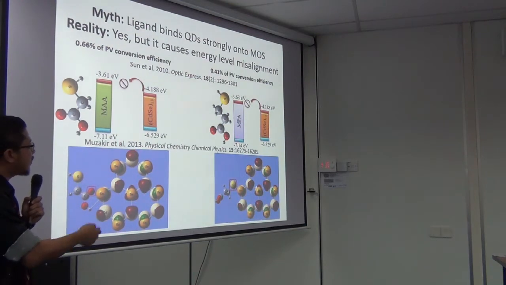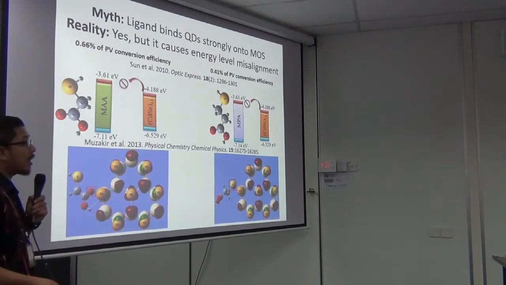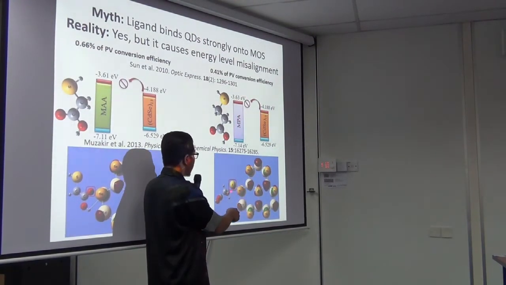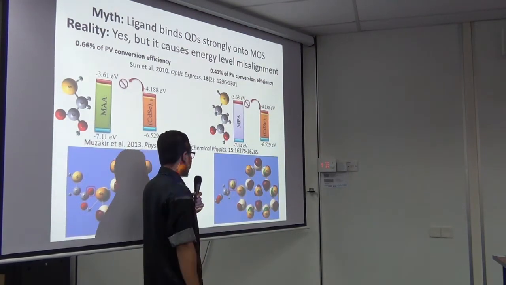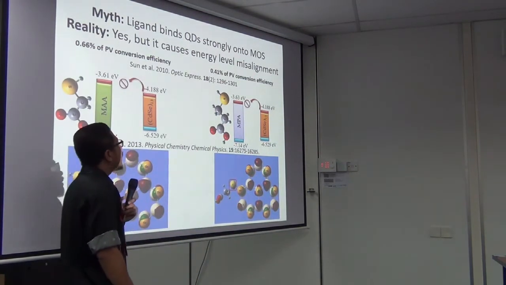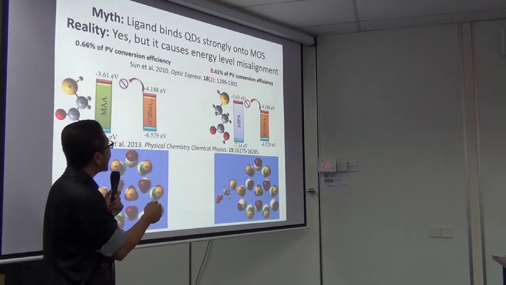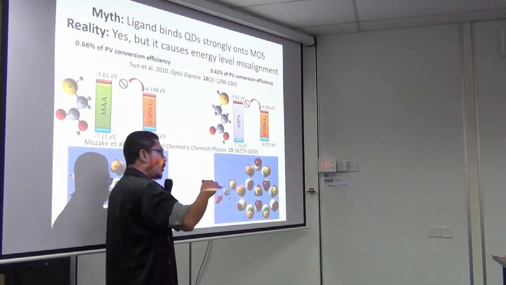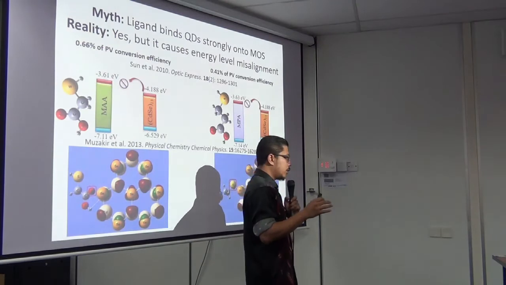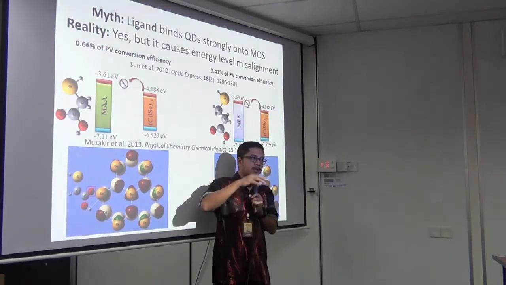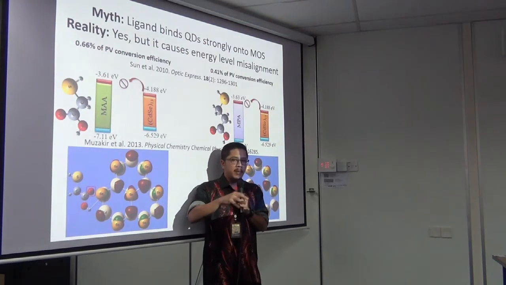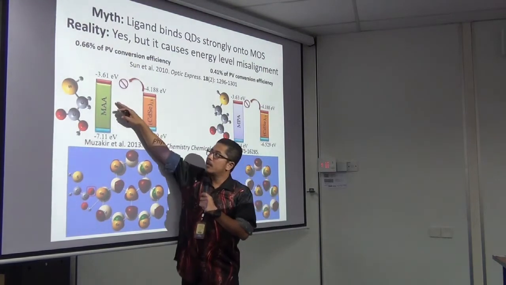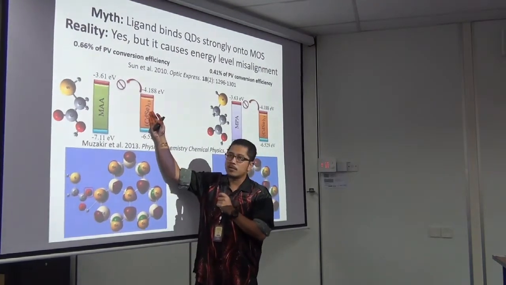So he also tried a different mercaptan, a different ligand, and this time he tried mercaptopropionic acid. This is MPA, mercaptopropionic acid. Another failure. He only got 0.41% because of energy level misalignment. So in conclusion, we could use the ligand to make sure our quantum dots will be attached onto MOS strongly. But we need to find the most suitable ligand which has energy level suitable with our quantum dots and also with our TiO2.